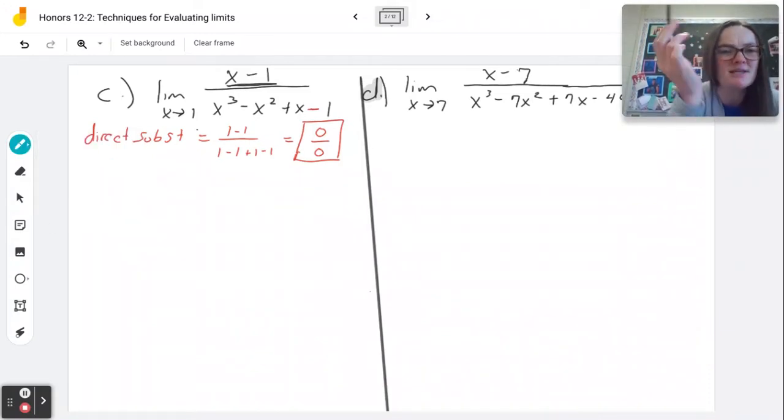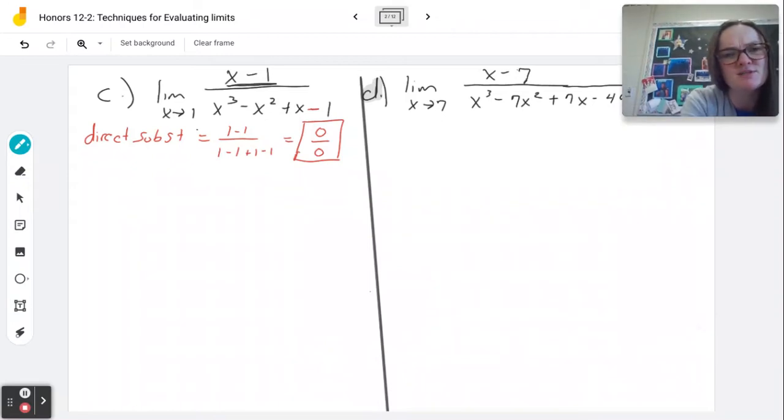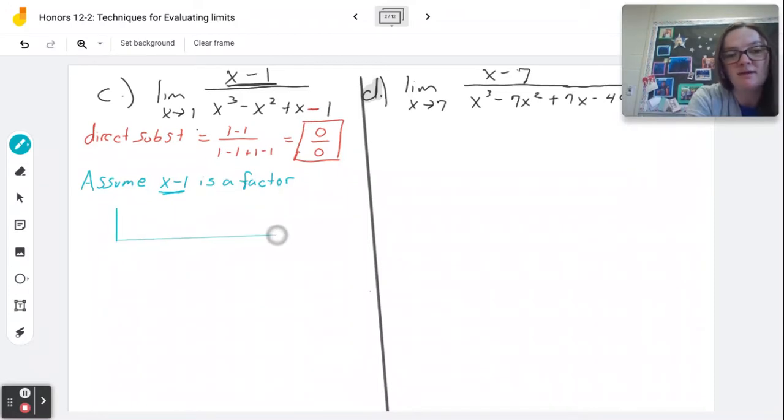First thing I'm going to do, it would be awesome if x minus 1 would work. So I'm just going to assume, and this assumption might not be right, but I would love if it was right, that x minus 1 is a factor. If I can assume that x minus 1 is a factor, that means x minus 1 is going to cancel, which is what we want. So using this assumption, I'm going to use long division, and I'm going to use synthetic because I think it's going to be quicker.